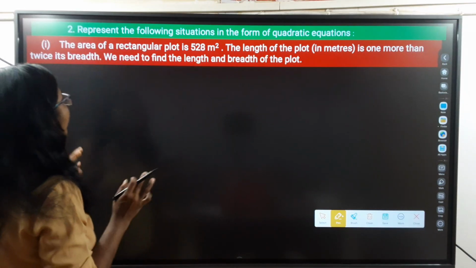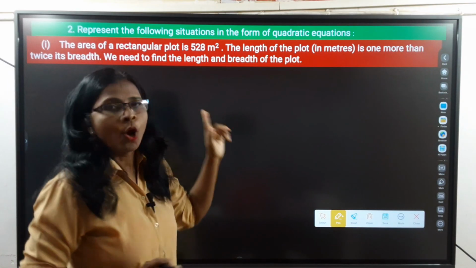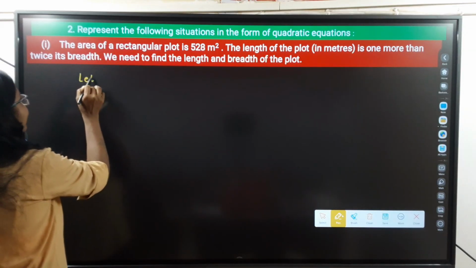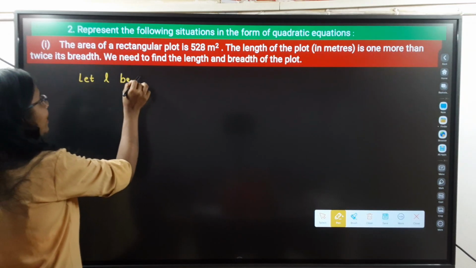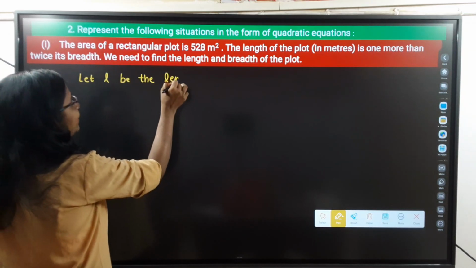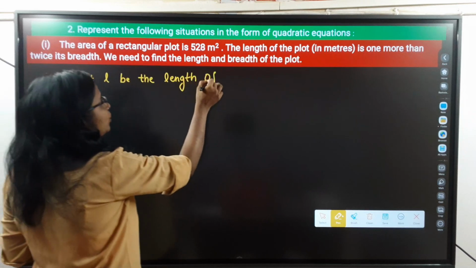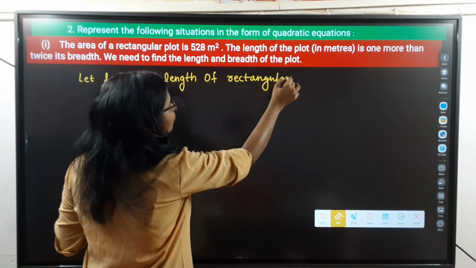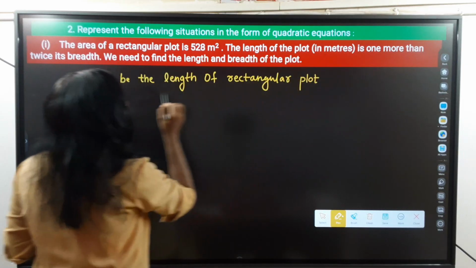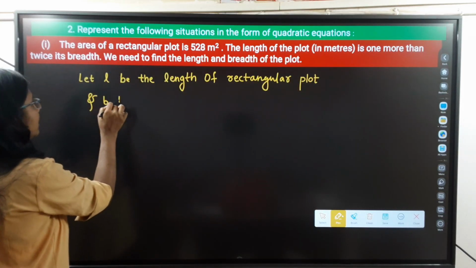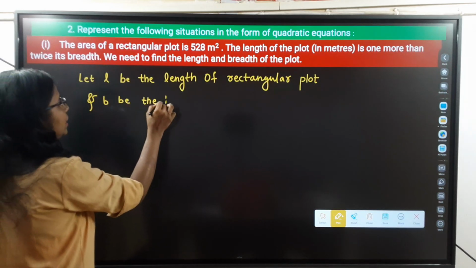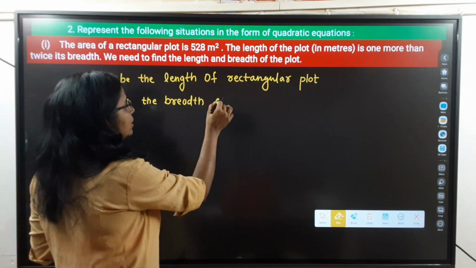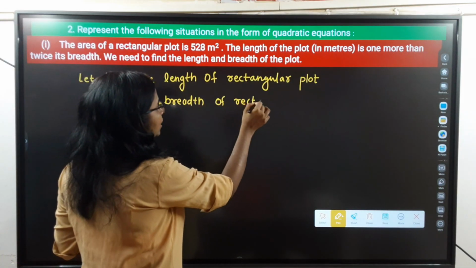As per the condition, we have to find out the length and breadth of the rectangular plot. So here I say let L be the length of the rectangular plot, and B be the breadth of the rectangular plot.